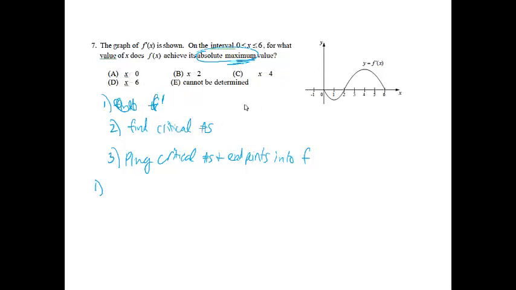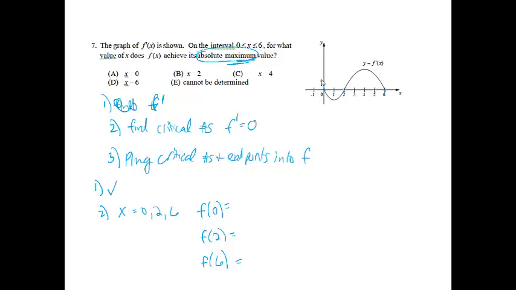So we found 1, good. Okay, 2, find the critical numbers. The critical numbers would be where the derivative equals 0. So I notice at 0, 2, and 6, so we'll get x equals 0, 2, and 6. And now I need to find f of 0, f of 2, and f of 6. Notice that did include the endpoint, so I'm all set. I don't need to do any extras.